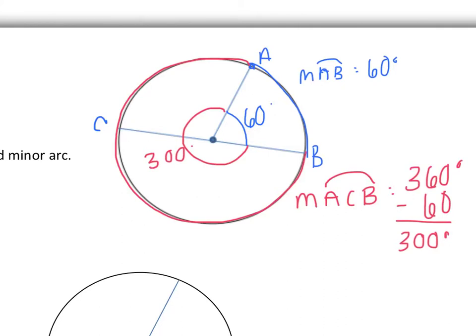You can also add arcs, very similar to the segment addition postulate. There's the arc addition postulate. So if you add 60 degrees for arc AB plus 300 degrees for arc ACB, you'll get 360 degrees total.